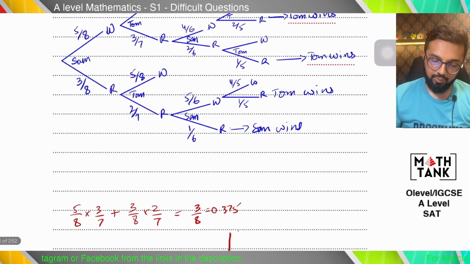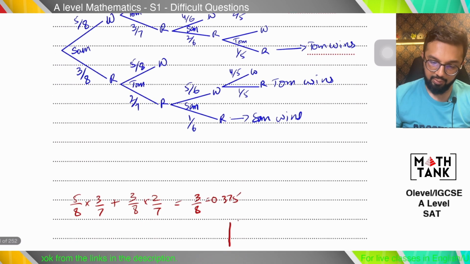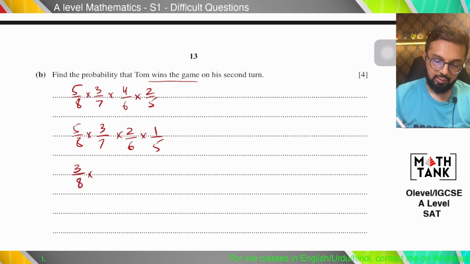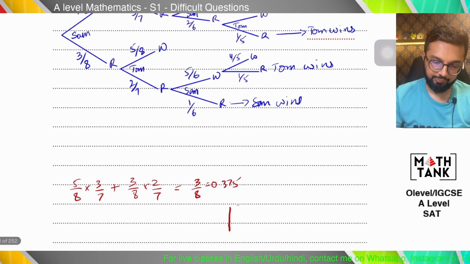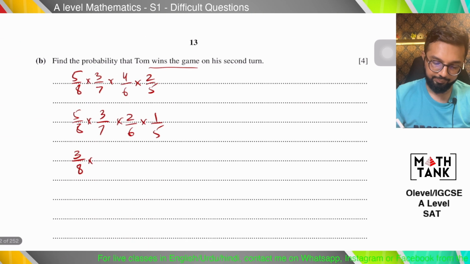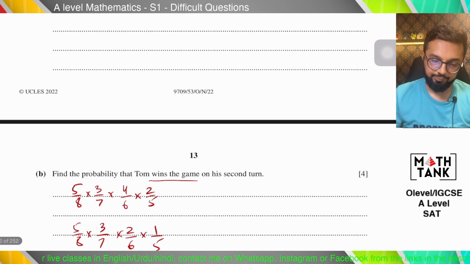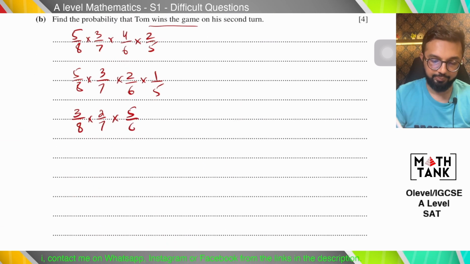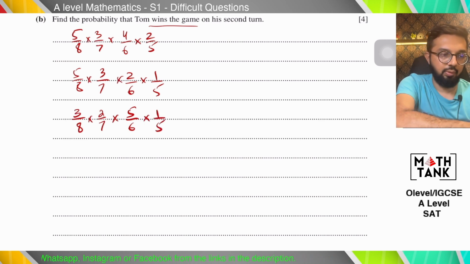And then 3 over 8, 2 over 7, 5 over 6, and 1 over 5. So tough question.